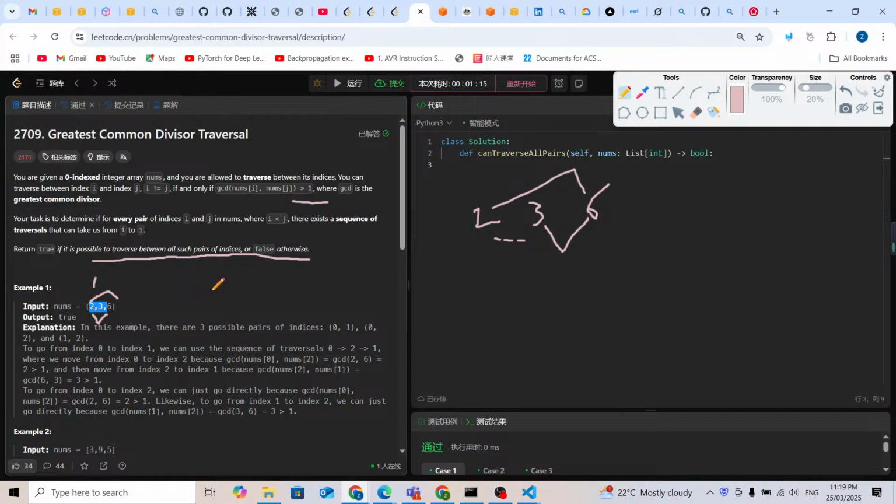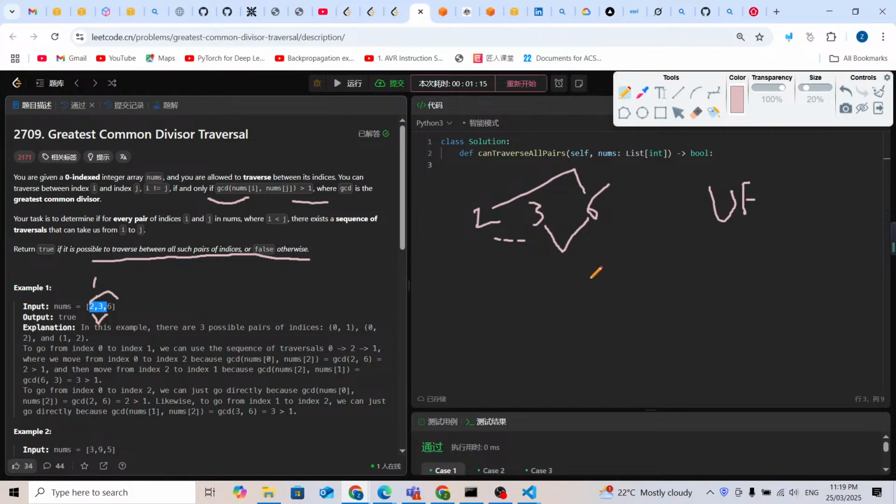If you think about the problem, if two nodes are connected, like 2 and 6, and 3 and 6, then 2 and 3 are going to be connected. So what kind of algorithm are we going to use? Of course, it is the union find, so we're going to call it UF. Another thing is how can we find the GCD, I mean the greatest common divisor.